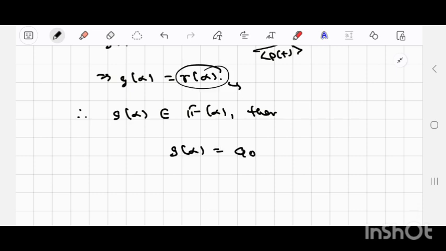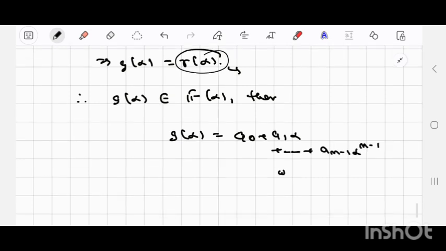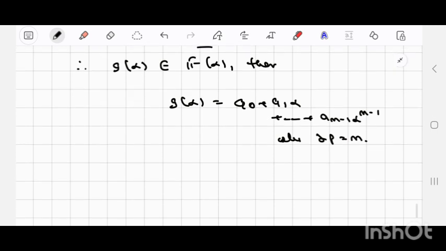It should be of the form a0 plus a1 alpha, and so on till a_{n-1} alpha to the power n minus 1, right? Where the degree of p is equal to n, because the structure of r as a polynomial can be easily observed from here. So in other words, what do I have? That 1, alpha, till alpha to the power n minus 1.